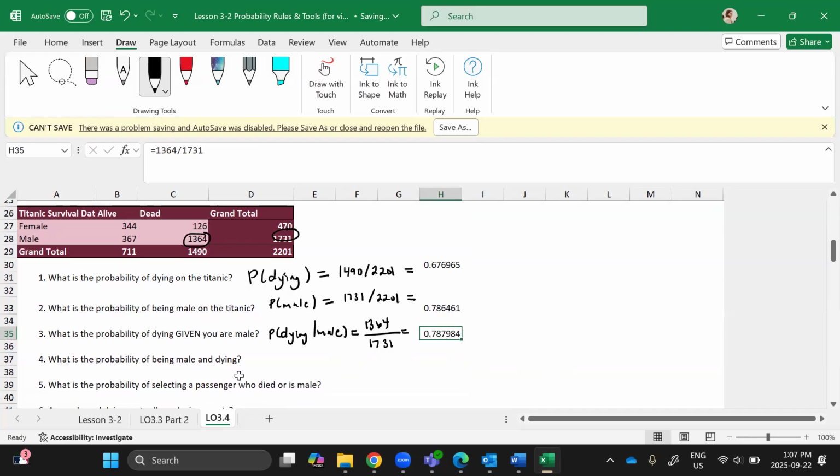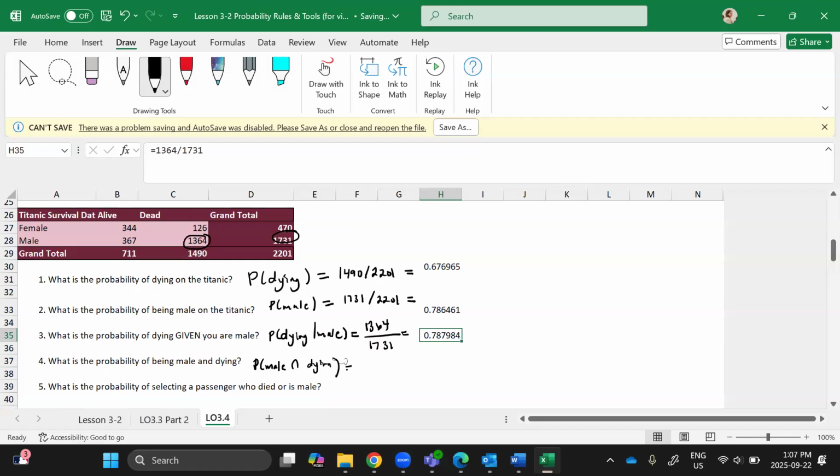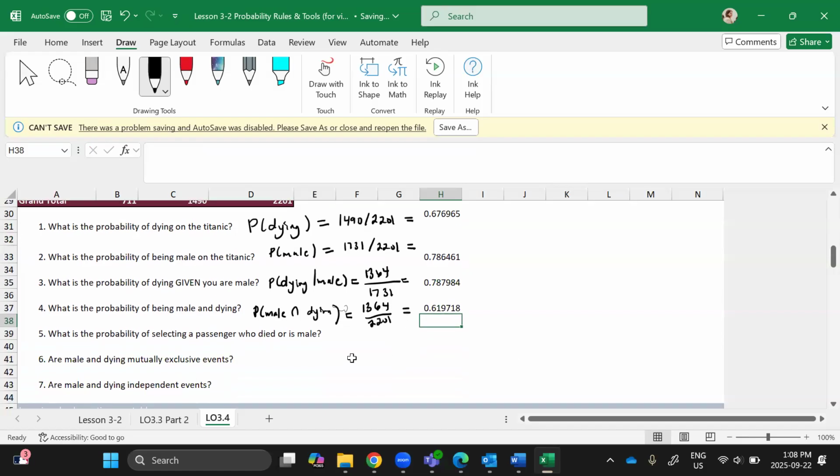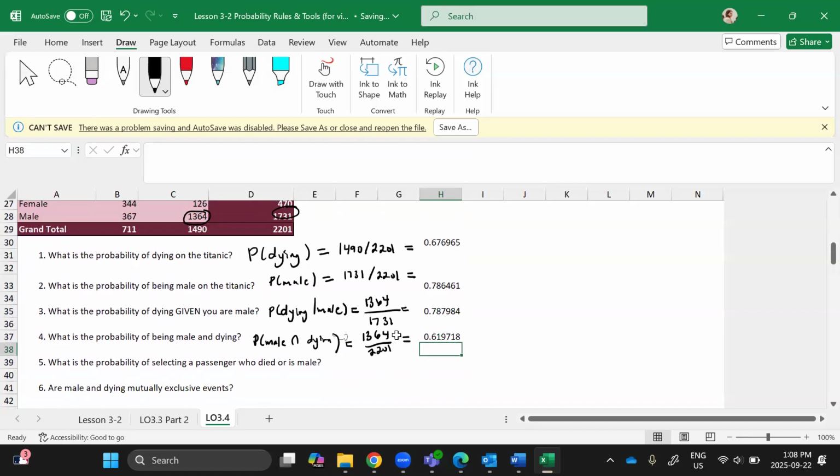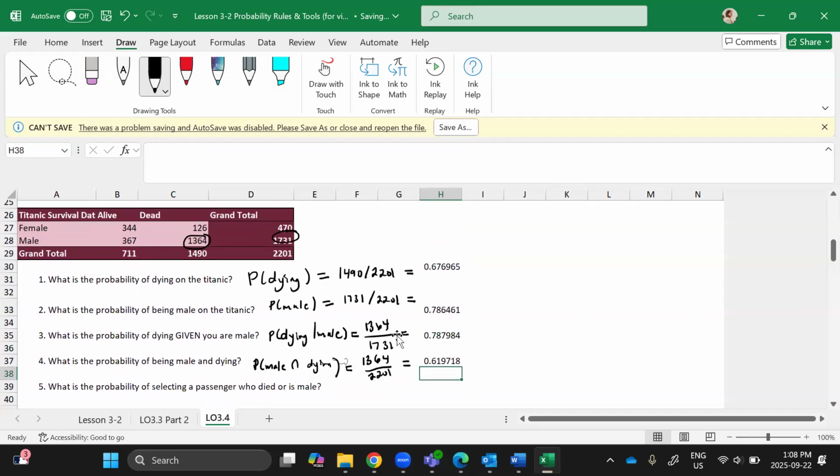What is the probability of being male and dying? Male and dying, you could represent with the intersect symbol or the word and. That's simply the people who meet both characteristics: the 1364 people out of all the people on the Titanic, because we weren't given a specific trait. It just said dying and male, so it's out of all the people on the Titanic, and that's about a 62% chance. What is the probability of selecting a passenger who died or is male?